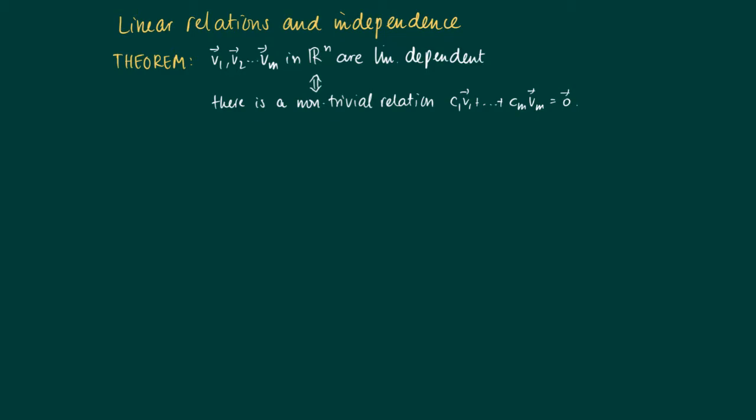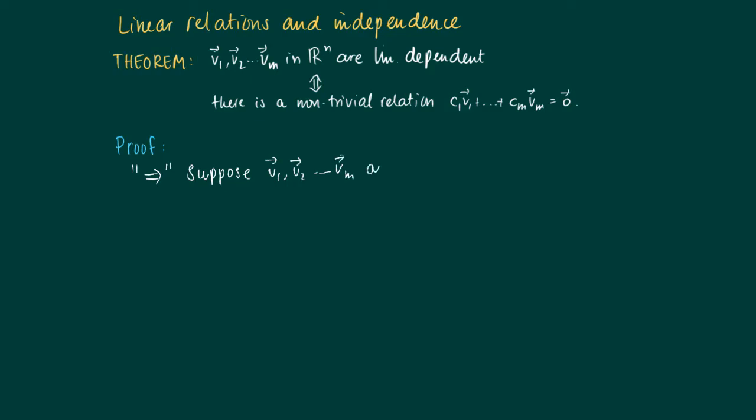So now let's prove the theorem that m vectors in Rn are linearly dependent if and only if there's a non-trivial relation c1v1 plus ... plus cmvm equals 0. First of all, assume that v1 to vm are linearly dependent.